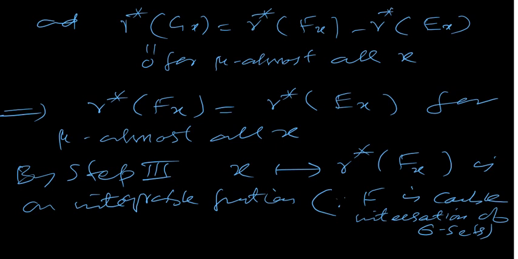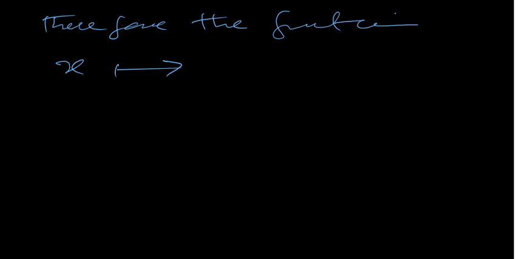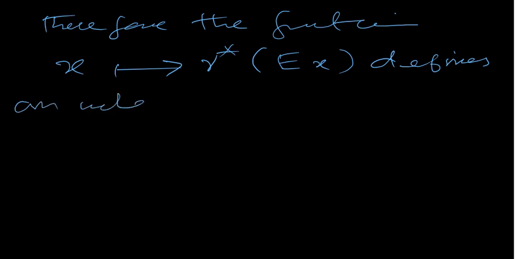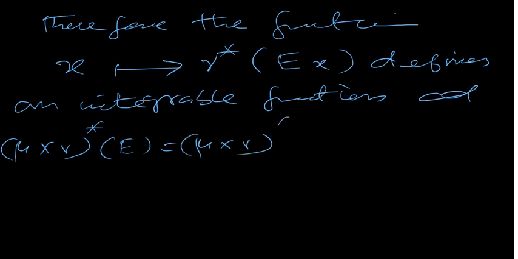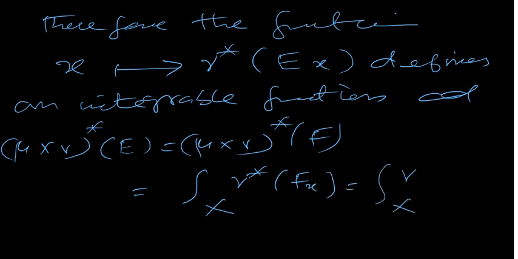Therefore the function which maps x onto nu star of ex, because it's equal almost everywhere to nu star of fx, which is an integrable function, defines an integrable function, and the integrals are the same actually. We started with mu cross nu star of E, it's the same as mu cross nu star of f, and that's equal to the integral over x, because the result is true for f, of nu star of fx, which is the same as the integral over x of nu star of ex.